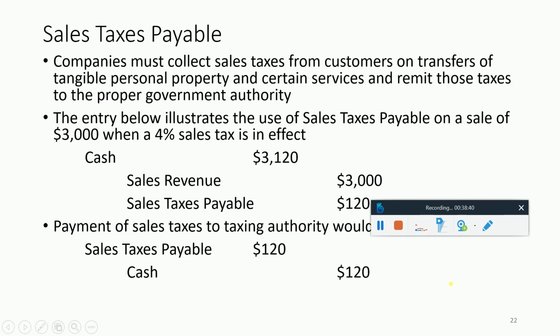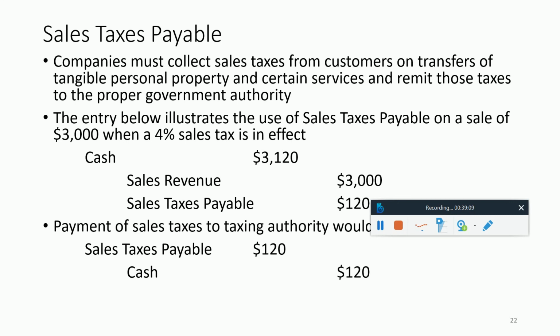So next we're going to move on to sales tax payable. Most companies are required to collect sales tax from customers on the transfer of tangible personal property, aka buying stuff, and on some certain services, and remit those taxes to the proper government authority. That government authority could be state government, local government, or city government; it just depends.